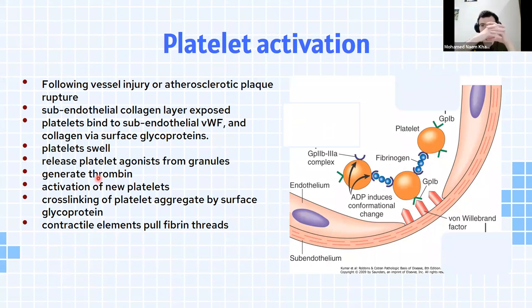Thrombin is basically made when the platelets aggregate. Because of the clotting factors, you have activation of more platelets. They come close and bind to each other by fibrinogen and GP2B/3A. Again, contractile elements pull the fibrin together. Remember, actin filaments pull the fibrin together so we can close the wound. We discussed all of that. Nothing new here to mention.